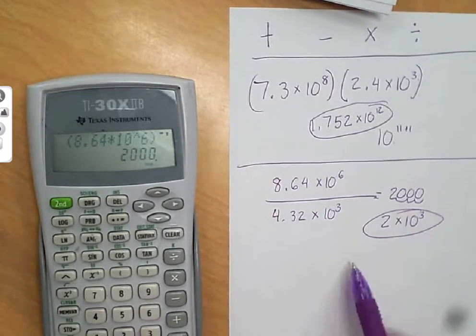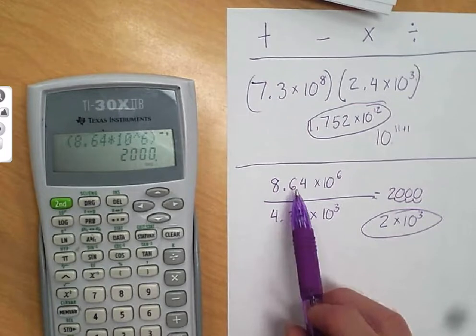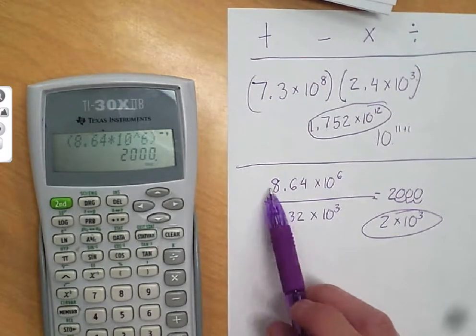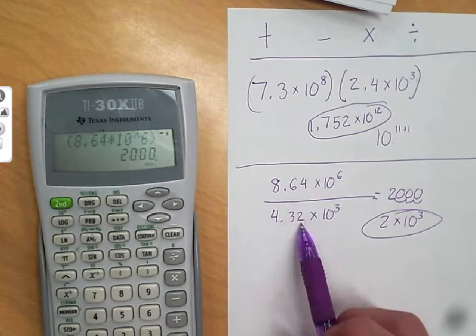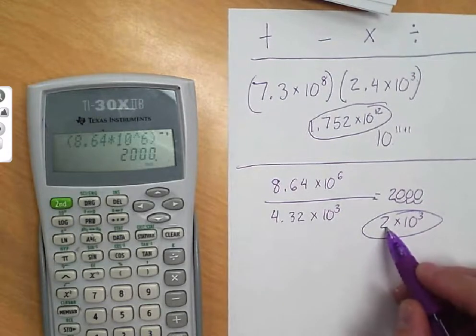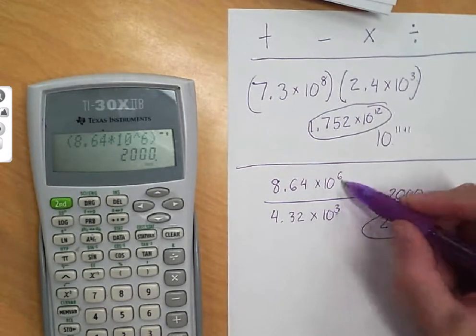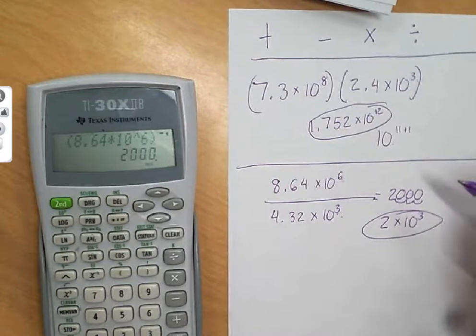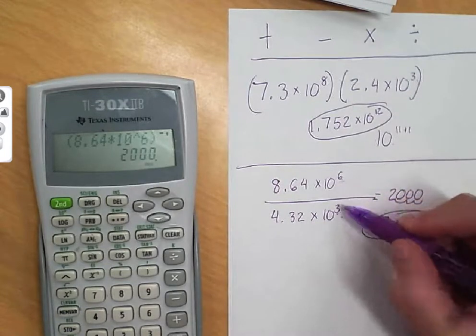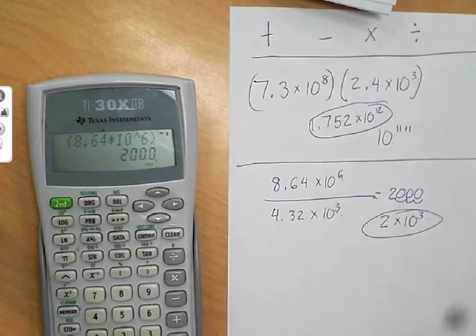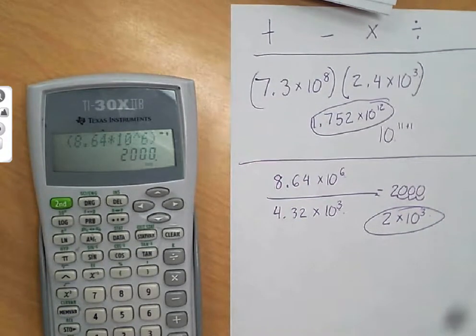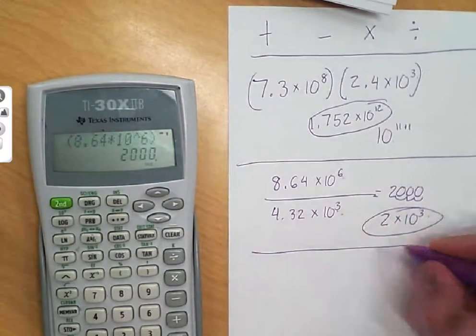Now, let's jump back here. 8.64 divided by 4.32. 8 divided by 4 is 2. 64 divided by 32 is 2. So there's the 2. We're dividing exponents. When you're dividing exponents, you minus them. 6 minus 3 is 3. So you could have done it without the fancy stuff as well.